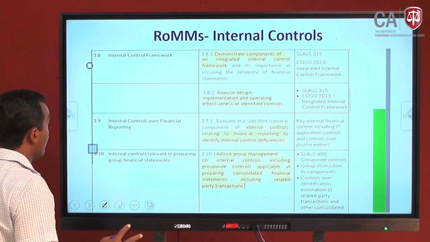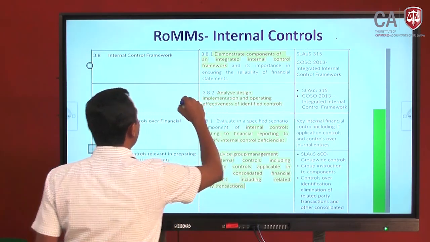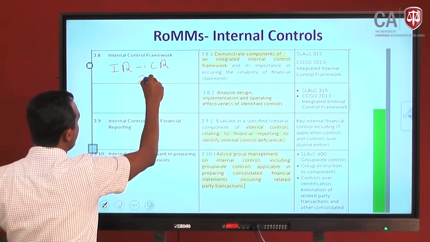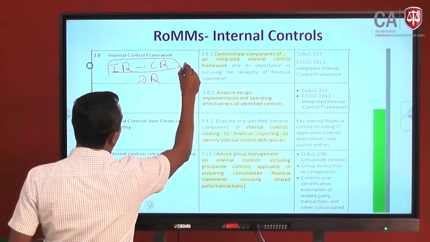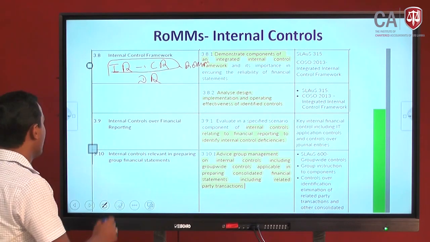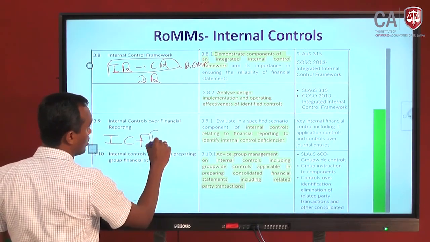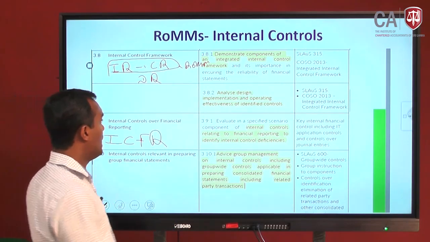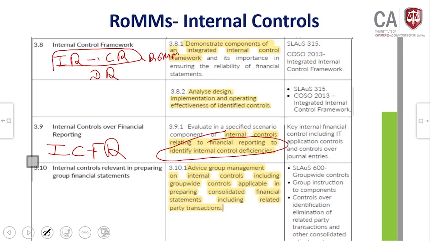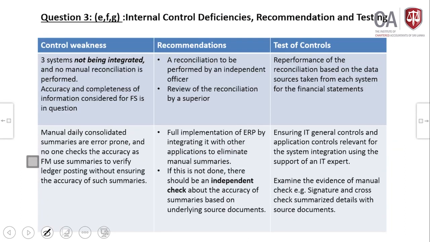One is internal control, right? Demonstrate. Now this is a very theoretical question to understand how IR, CR, DR work, especially IR and CR making ROMM. All of these you can watch in our past webinars. These have been theoretically discussed. This is the topic I mentioned to you, ICFR, internal control over financial reporting. Evaluate in a specified scenario internal control relating to financial reporting process to identify deficiencies, especially journal entries. Now you see the examiner has given information about this. The other area that you can expect, maybe in the next examination, is consolidation. So these things we discuss.